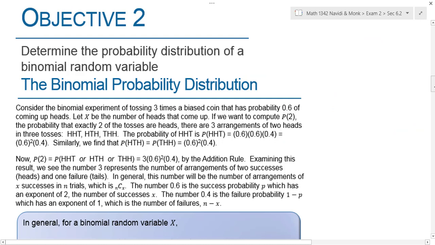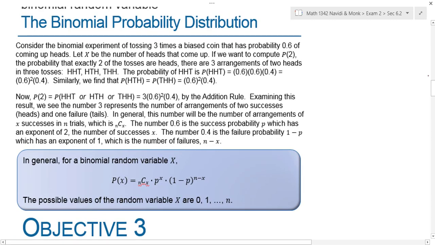Objective 2 is to determine the probability distribution of a binomial random variable. Let's look at the binomial probability distribution. Consider the binomial experiment of tossing 3 times a biased coin that has a probability of 0.6 of coming up heads. The probability of coming up heads is 0.6. What is the probability of coming up tails? 1 minus p is equal to 0.4.